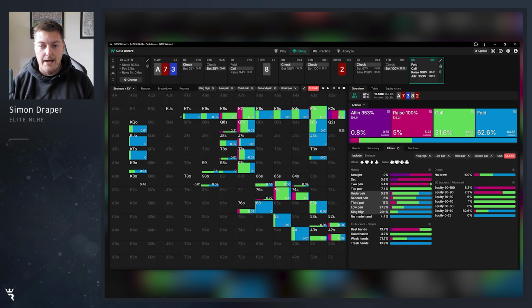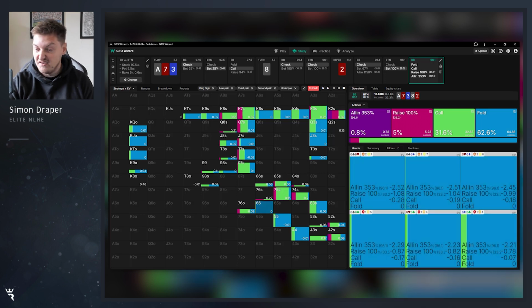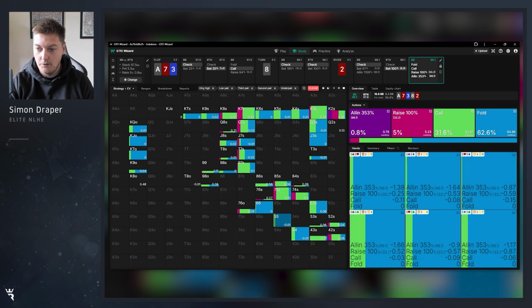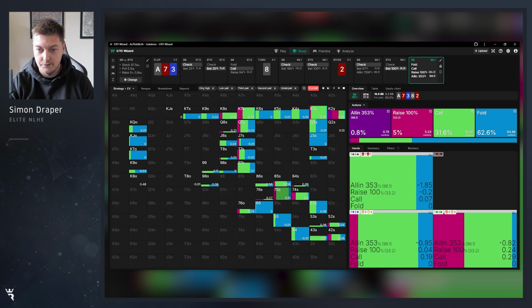Okay. And what we can see here is blocker effects at play. All right, you can see that most of these bluff catchers are going to be inherently zero EV. Okay, so they're always going to hover around zero EV or something close.